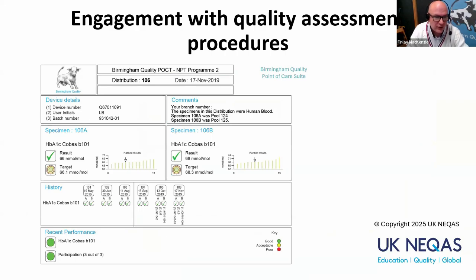We have, just on the top left there, the device details. We know which device was used, we know who the user was, and we know what batch number was used. And these things come into their own.